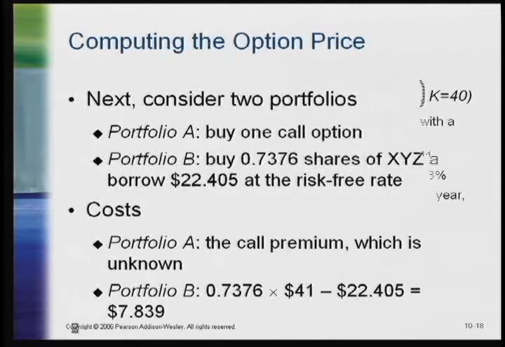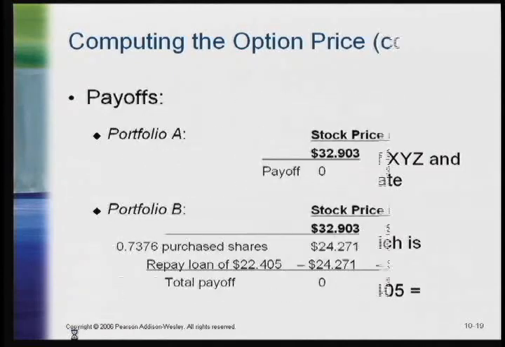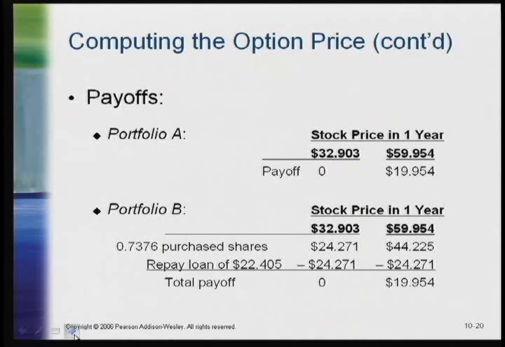We're going to repeat the same analysis. Portfolio A will buy a call. In portfolio B, we now need 0.736 shares of this stock, and we need to borrow $22. That'll cost us $7.84 approximately. Same analysis. Both portfolios have value 0 in the low price state or $19.95 in the high price state.